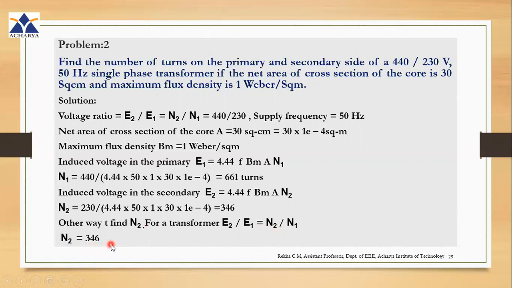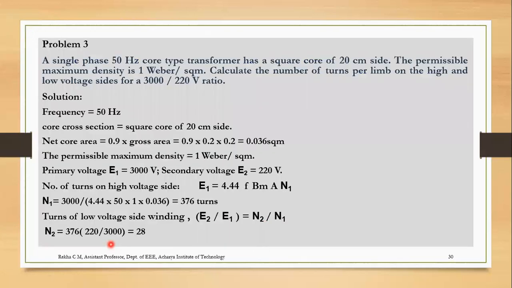Let us move on to the next problem. A single phase 50 hertz core type transformer has a square core of 20 centimeter side. So here they have given you the length of the side. The permissible maximum flux density is 1 Weber per square meter. Calculate the number of turns per limb on the high and low voltage sides of a transformer with a rating of 3000/220 volts ratio.